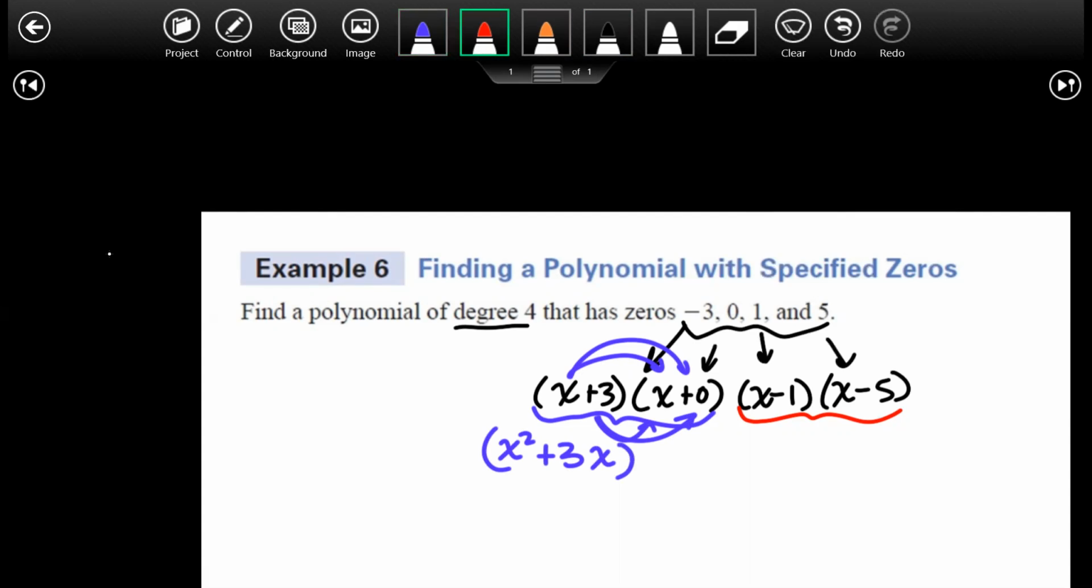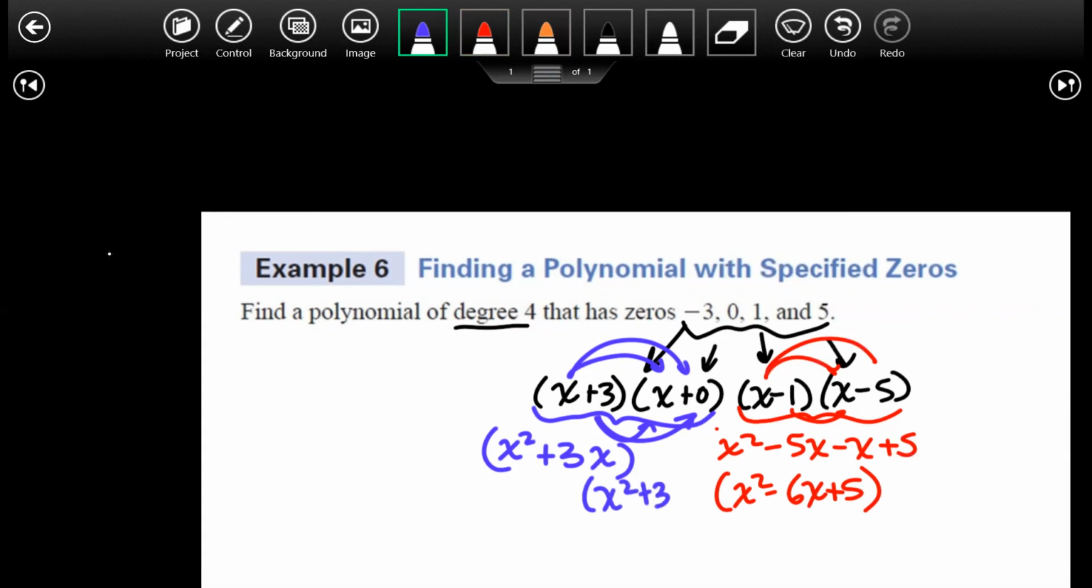If we were to FOIL the second portion, we do the first, outer, inner, and last. This would be the second one, in which you would get x squared minus 6x plus 5. And then we just bring down this other one. Now that we have two terms like this, all we're going to do is expand it one step further, meaning we're going to FOIL this out one step further to find our solution.